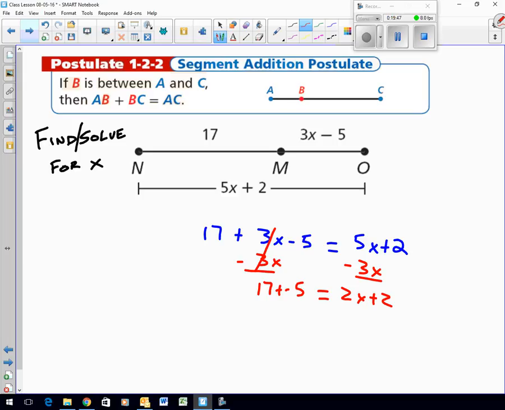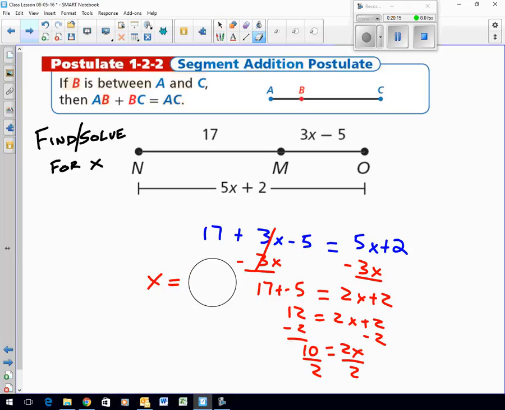17 plus -5. That's the same thing as 17 minus 5. 12. 12 equals 2x plus 2. Subtract 2 from both sides. 10 equals 2x. Divide both sides by 2. What do you get? Hopefully everybody got that. X equals 5. Okay? Really, everybody 5.